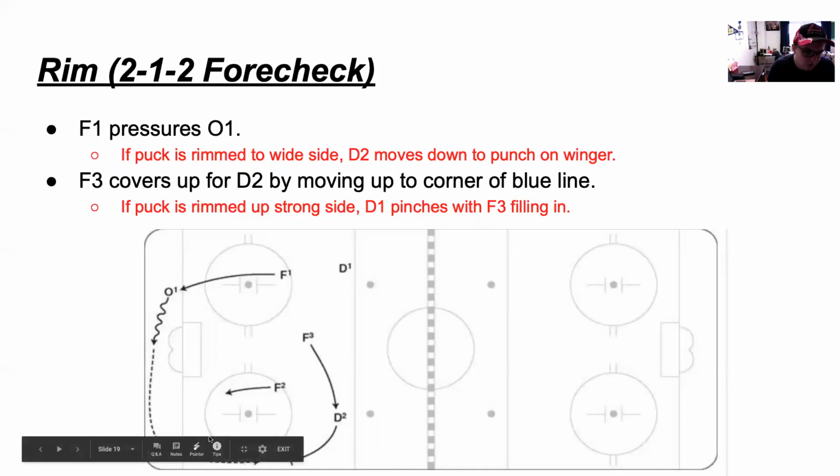Okay, so F1 is pressuring O1, okay, and if the puck is rimmed, so O1's going to rim it off the boards, okay. Then D2 is going to have to come up and pressure whoever's here and get that puck, okay. Then F3 is going to have to come up, okay. F2 will be here to support, and F1 will have to come over here.